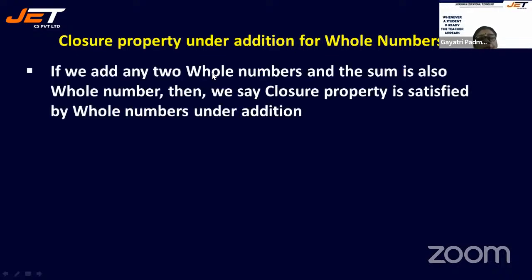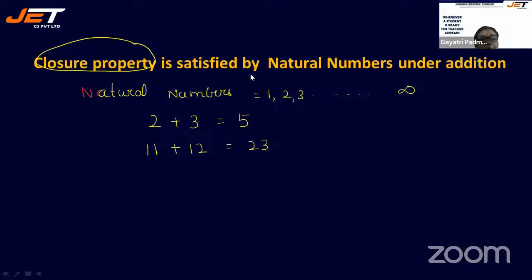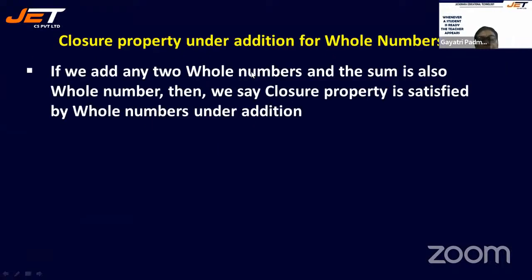Closure property under addition for whole numbers. What did I say about whole numbers? They start with 0: 0, 1, 2, 3, and so on till infinity. If we add any two whole numbers and the sum is also a whole number, then we say the closure property is satisfied by whole numbers. Earlier we saw the closure property under addition for natural numbers. Here we are seeing it for whole numbers.